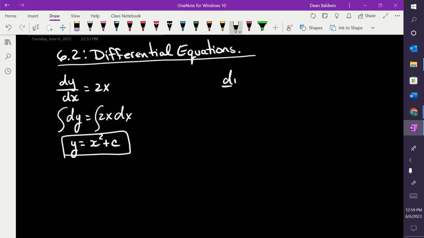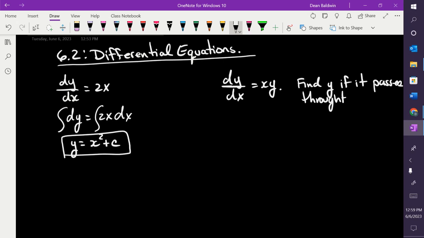Now, we can make them more complex. We can say dy dx is equal to xy, and then find y if it passes through the point 0 and 1/2. So if I give you an initial condition like this, then you can actually calculate c. All right, so what do I want to do here to solve this differential equation?